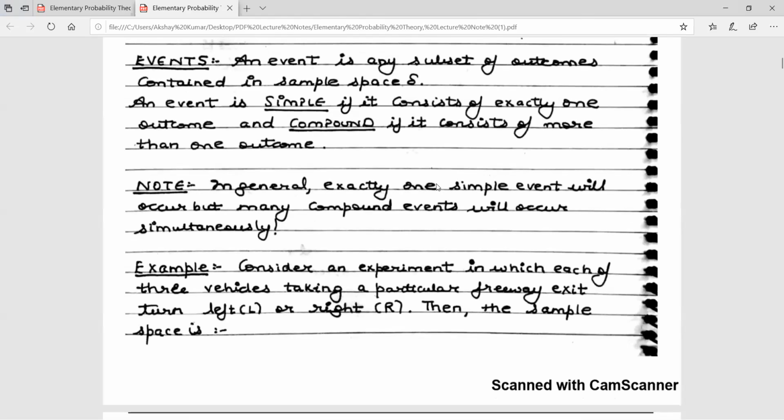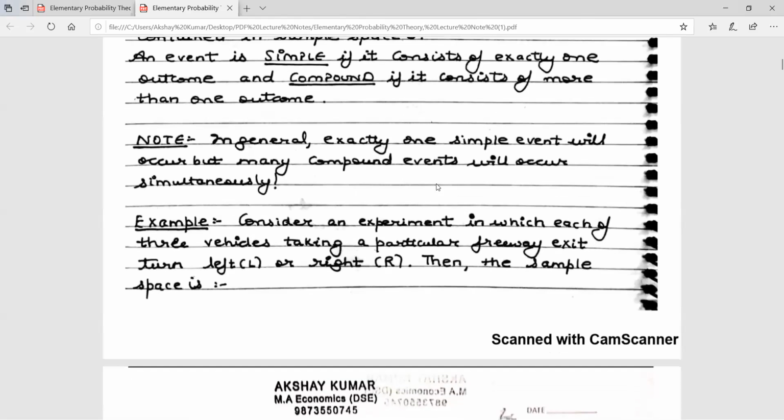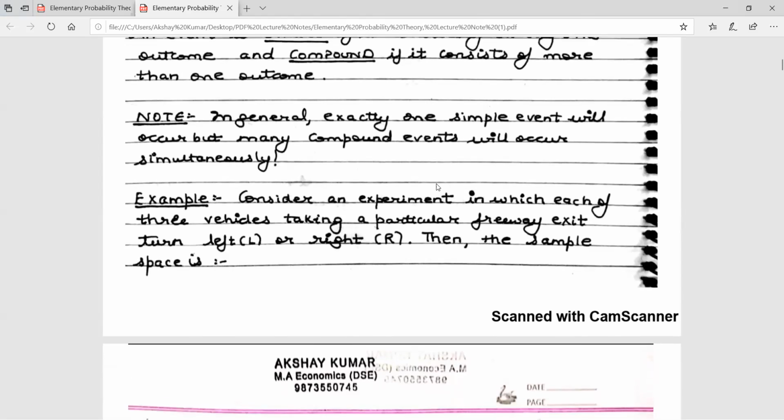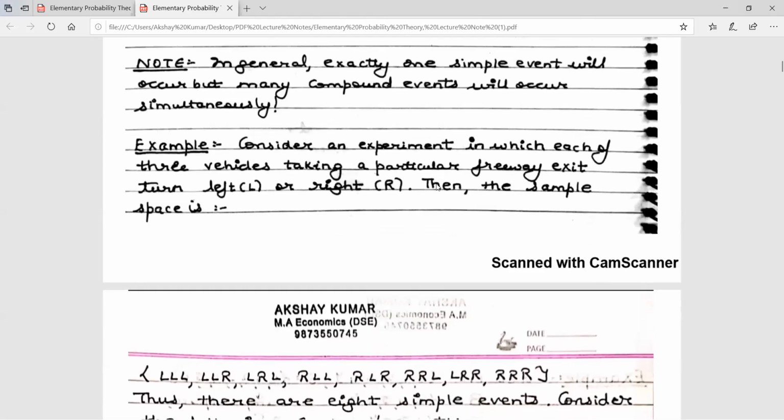You can read the note: in general, exactly one simple event will occur, but many compound events will occur simultaneously. Now, to understand this particular note, let us look at the example. Consider an experiment in which each of the three vehicles taking a particular freeway exit turns left or right. The sample space is given to us. You can see it.